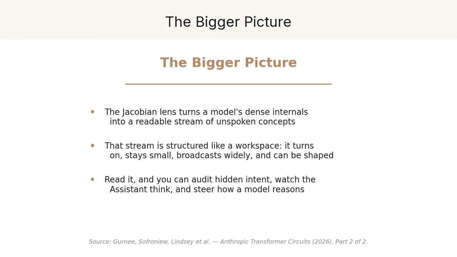So let's zoom back out. Across two videos, we've seen something quietly remarkable. A language model, trained only to predict text, has developed a small, privileged, broadcast-style workspace, a place where it stages the concepts it reasons with, holds thoughts on command, and even monitors itself, all atop an ocean of automatic processing it can't access. The Jacobian lens turns that inner world into a readable stream of unspoken words, and that stream is not a curiosity. It lets us audit hidden intentions before they act, watch the assistant's perspective take shape, and even reshape how a model thinks by reshaping what it's disposed to say. If the mind is an ocean, we now have a lens for what moves beneath the surface.